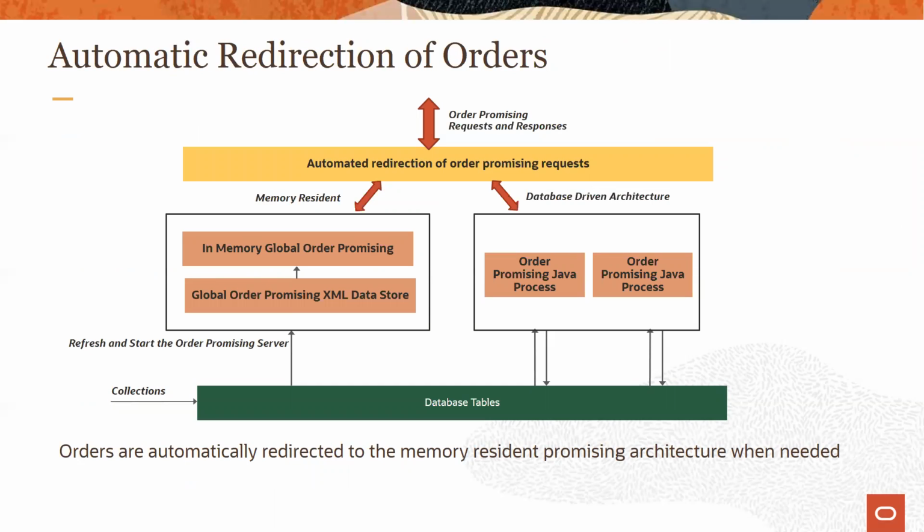The redirection of orders for promising to the correct GOP engine is achieved through an automated pre-processing mechanism that utilizes item characteristics and setups such as plan integration, as well as some ATP rule settings and so on to determine the right promising solution to process incoming requests. This process is completely managed internally by the order promising solution without any external user intervention needed. The promising results would continue to be made available to the order management system, similar to the earlier behavior.